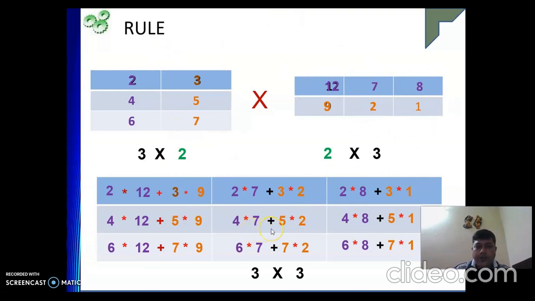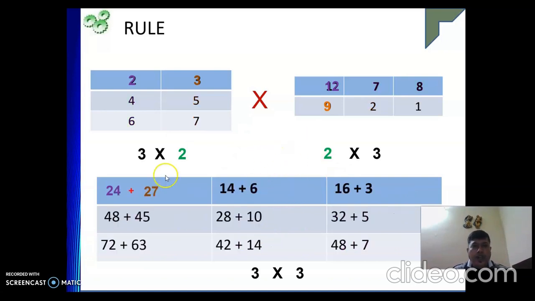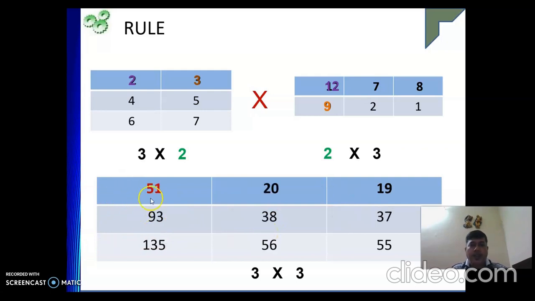Now having said this, we get 24 plus 27, 14 plus 6, 16 plus 3. So after this addition, lastly we get 51, 20, 19, 93, 38, 37, 135, 56, and 55. I made it this color because again it is 2 multiplied by 12 and 3 multiplied by 9.